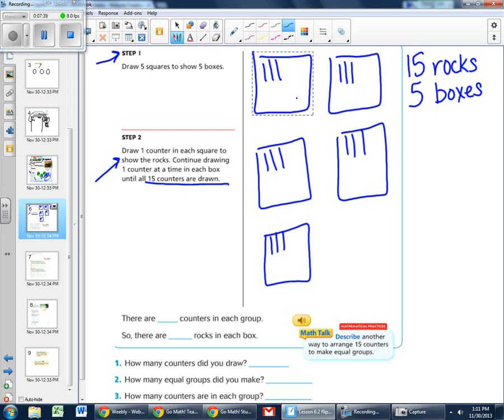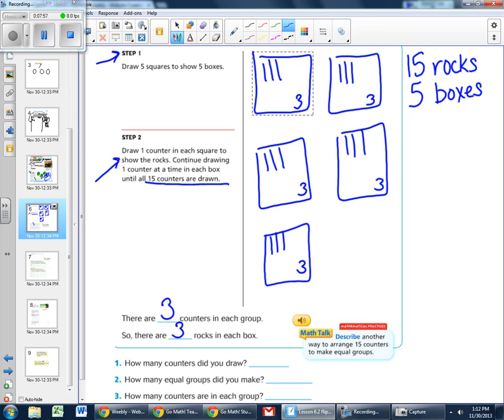Okay, each box. 3, 6, 9, 12, 15. So I have how many? There are 3 counters in each box. Each box has 3 counters. So there are 3 rocks in each box.